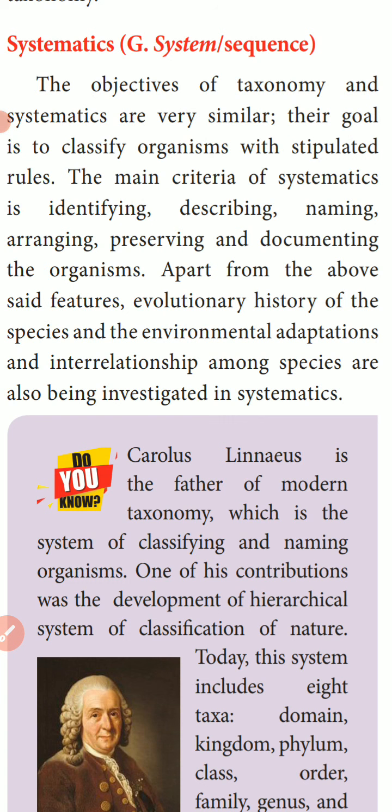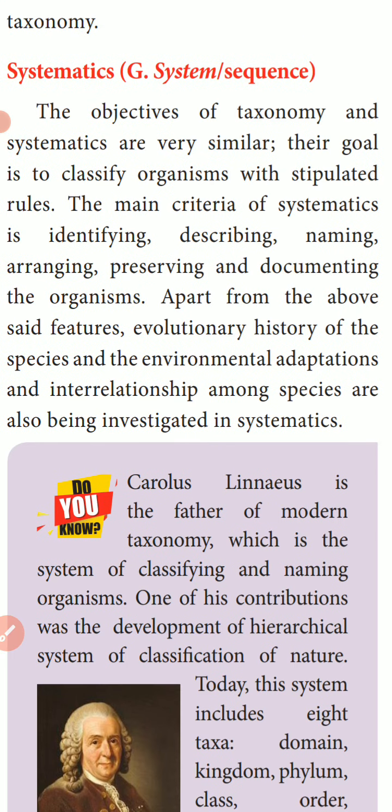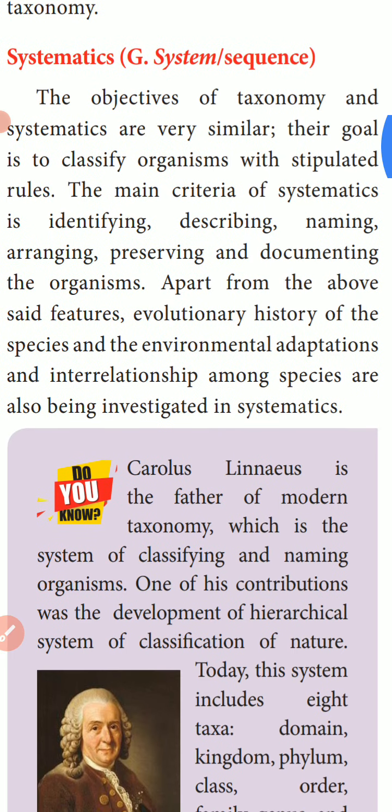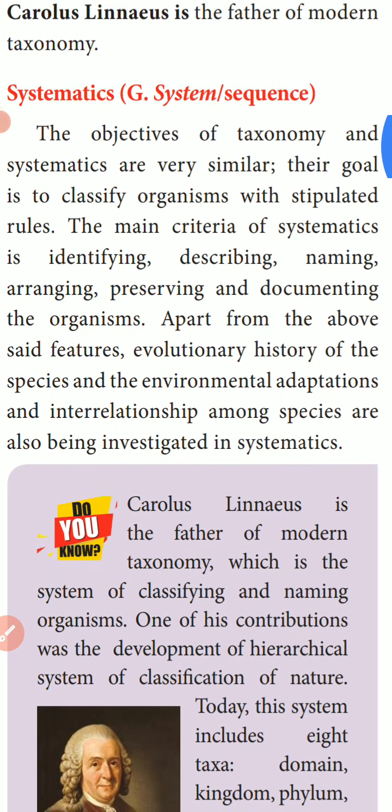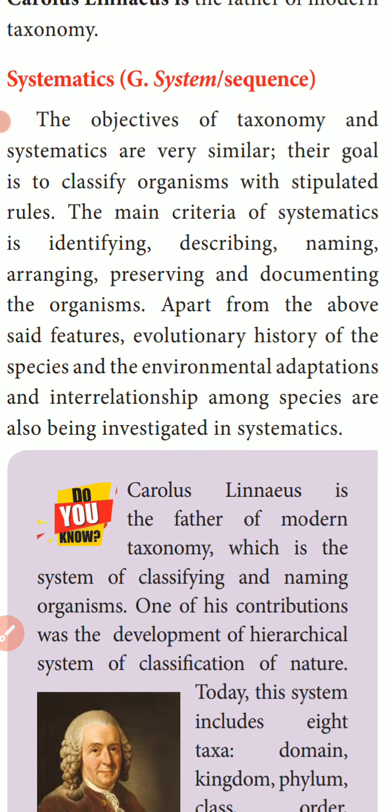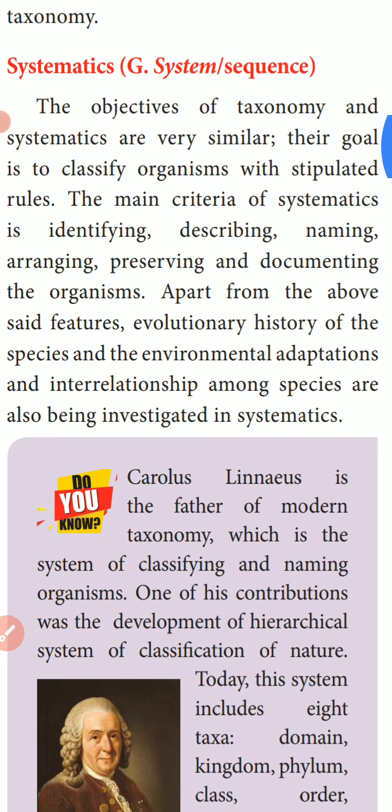What do we mean by the evolutionary history of species? Just now we discussed what evolution is. If you take a particular example of any one organism, who their ancestors are, where they came from, and when they came, all this we are going to investigate. That is what we call the evolutionary history of the species.